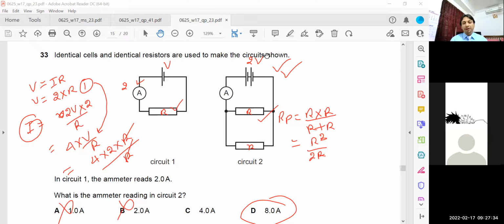A, B, C all are wrong. That's the right answer, children. D, delta. Question number 34.